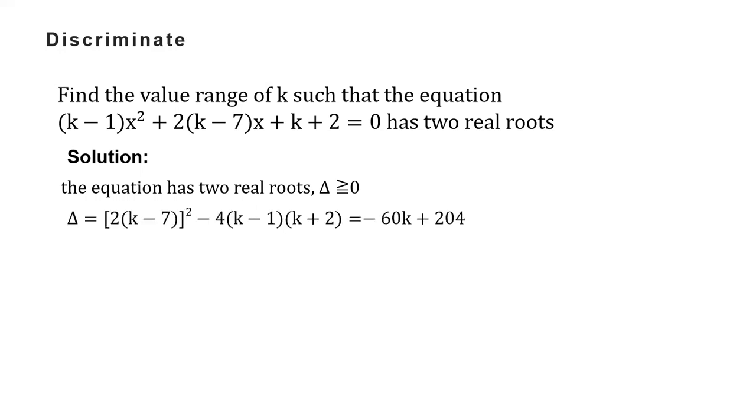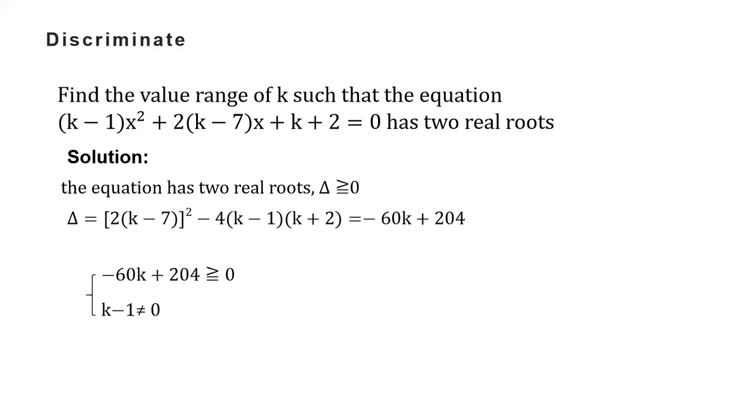Since the discriminant is b squared minus 4ac, you can just substitute b equals 2 times k minus 7, a equals k minus 1, and c equals k plus 2 to get 2 times k minus 7 squared minus 4 times k minus 1 times k plus 2, so the discriminant is equal to negative 60k plus 204. Then the fact that the discriminant is non-negative gives that negative 60k plus 204 is larger than or equal to 0.